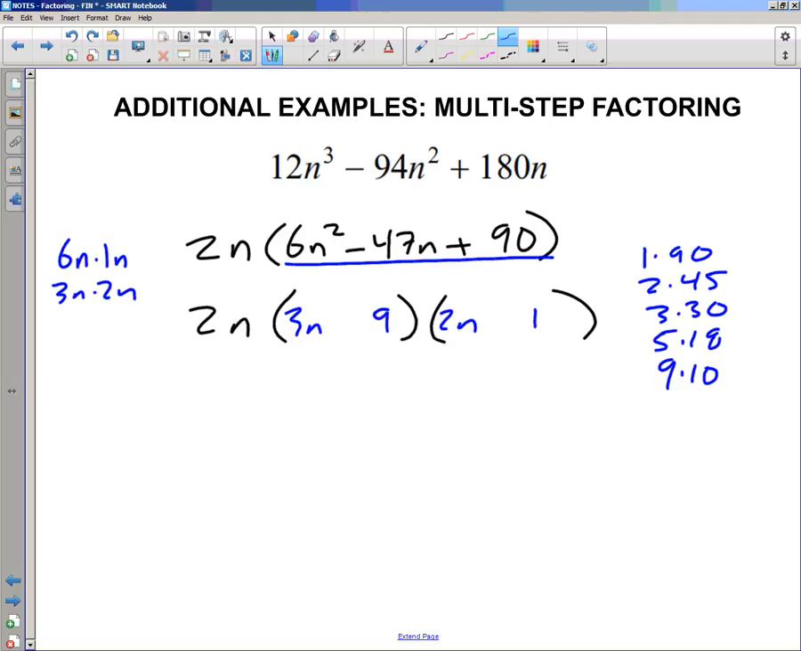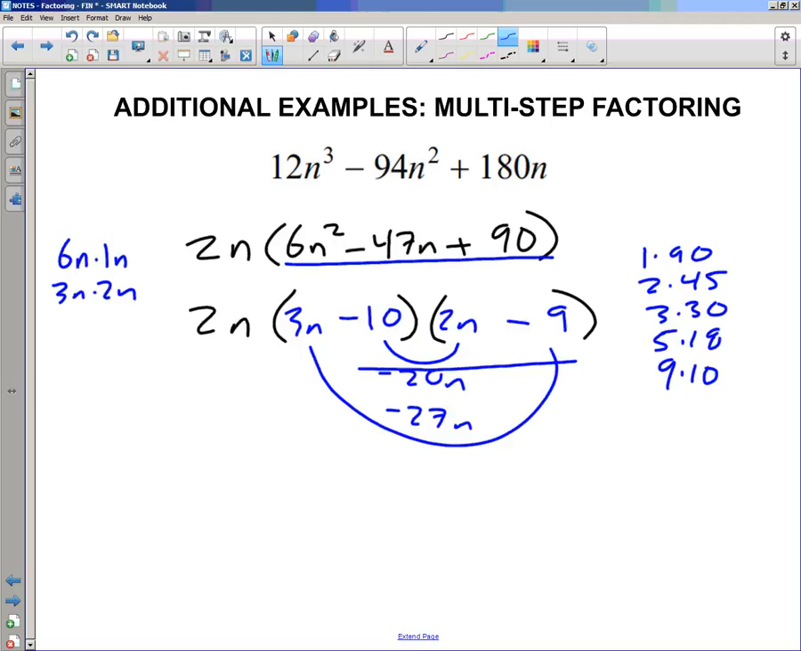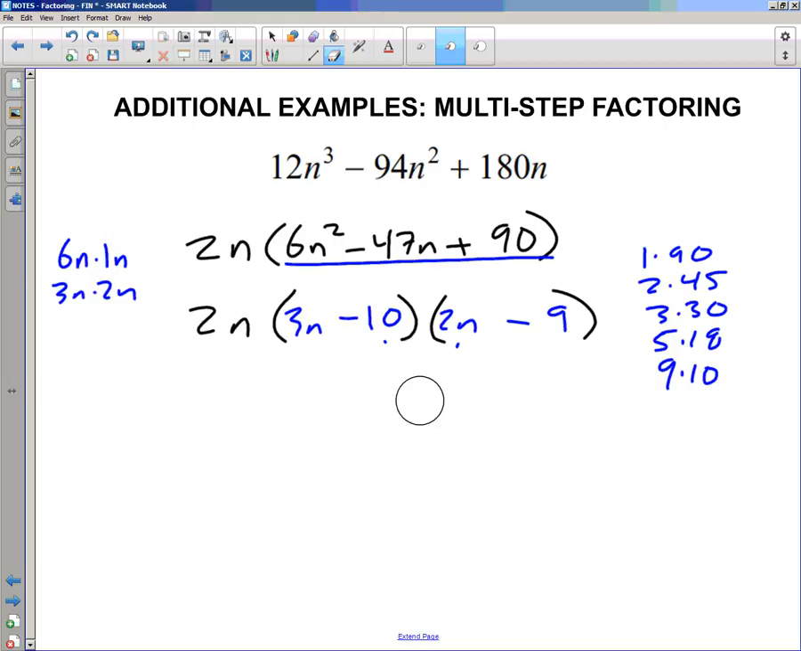So 9 and 10, actually there's no point in checking that because of the common factor 3 in the first one and 2 in the second one. Let me try flipping them and putting the 10 there and the 9 there. Let's see, 10 times 2n is 20n, and 9 times 3n is 27n, and can we combine those to get 47? Yeah, we definitely can. So, wow, we got lucky there. That's great. If we want a negative 47, we want the 20n and the 27n to both be negative. So that means we're going to need minuses in both of those spots. Let me just double check that. I'm feeling a little too lucky there.